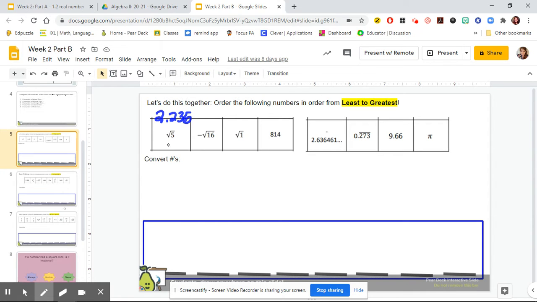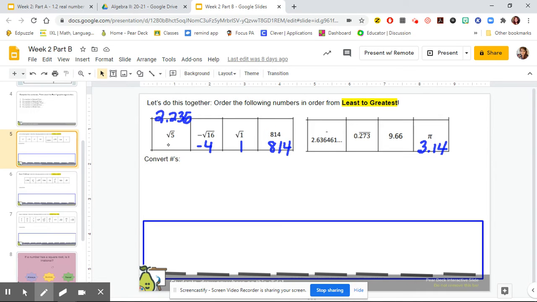2.236, sorry. Now if we do the same thing with the negative square root of 4, we have negative, and then the square root of 16, which is 4. The square root of 1 is 1. We have 814. I don't need to do anything with that one. We have 2.636461, so I don't need to do anything with that one. 0.273, I don't need to do anything. 9.66, and then pi. Pi is approximately 3.14.